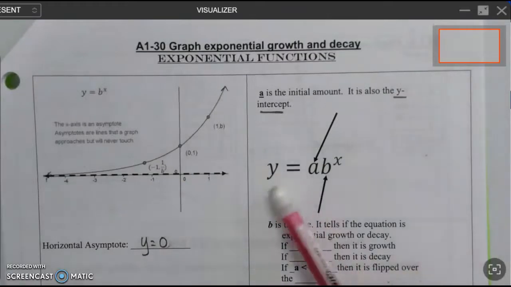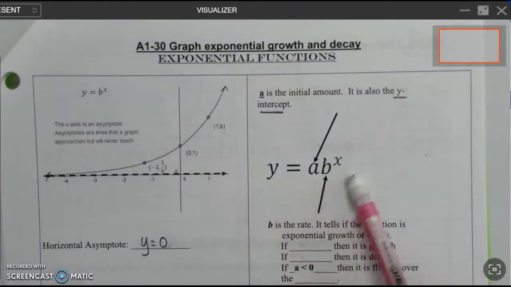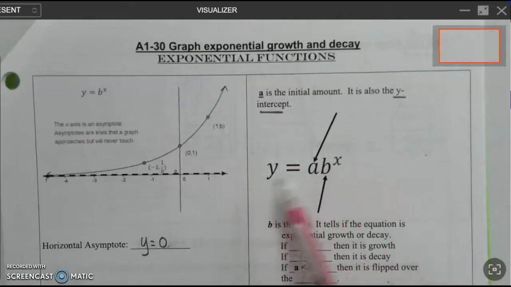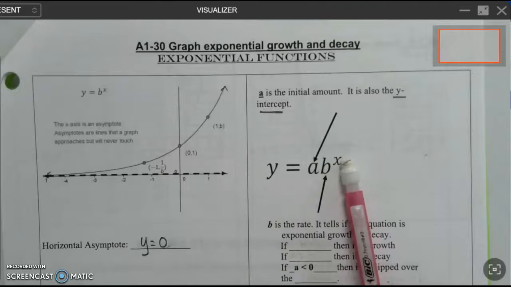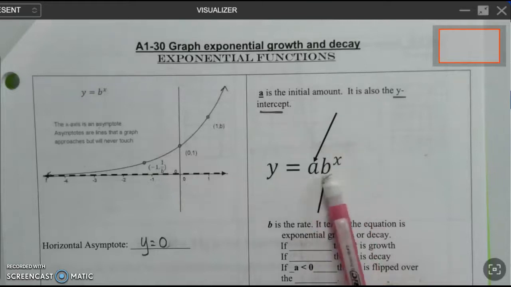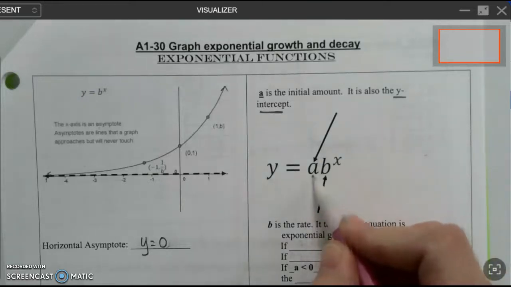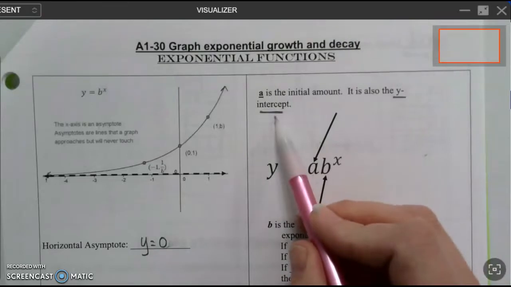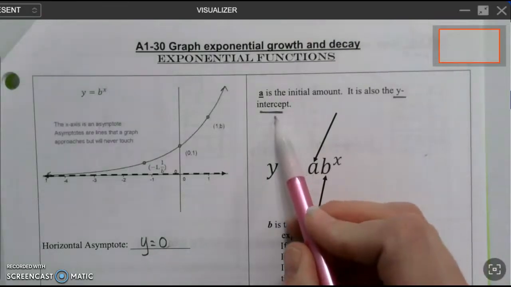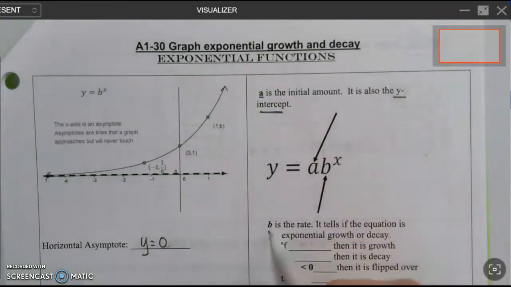A function that is exponential is going to look like this. It's going to be in this form, where y is over here on the left, and x is up in the exponent, which is why it's called an exponential function. The two letters a and b: a is the y-intercept, or the initial amount, and b is the rate. It's the rate of growth or the rate of decay.